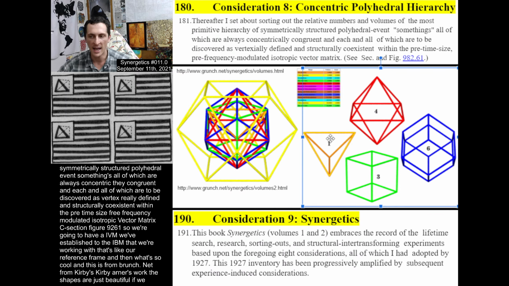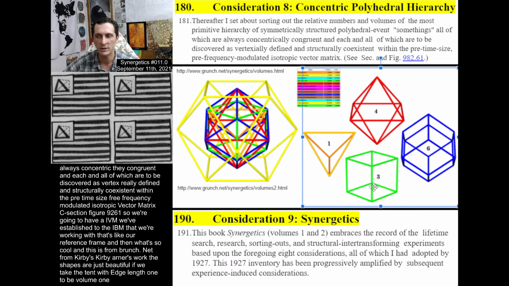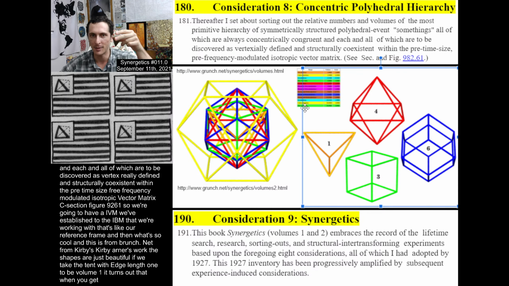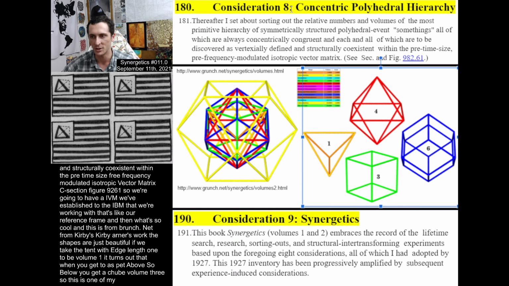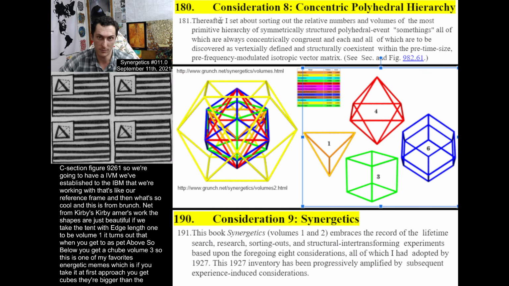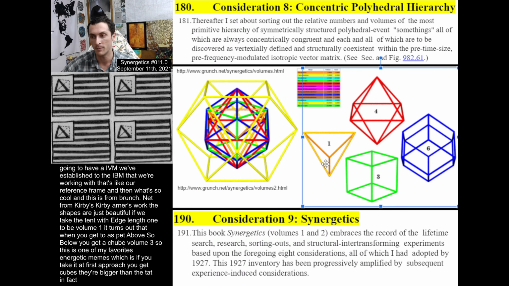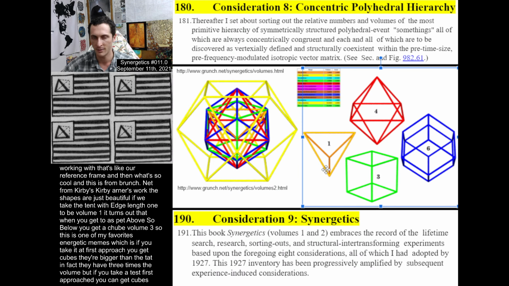If we take the tet with edge length 1 to be volume 1, it turns out that when you get a tet above and a tet below, you get a cube of volume 3. So this is one of my favorite synergetic memes: if you take a tet first approach, you get cubes. They're bigger than the tet. In fact, they have 3 times the volume. But if you take a tet first approach, you can get cubes cleanly, perfectly.